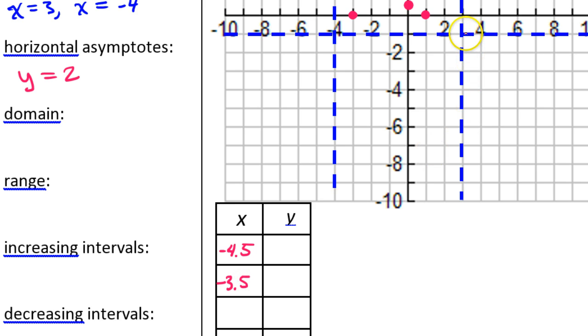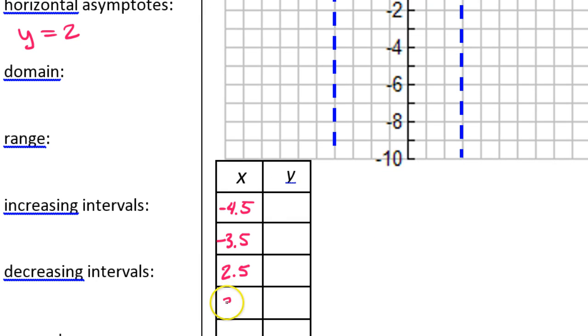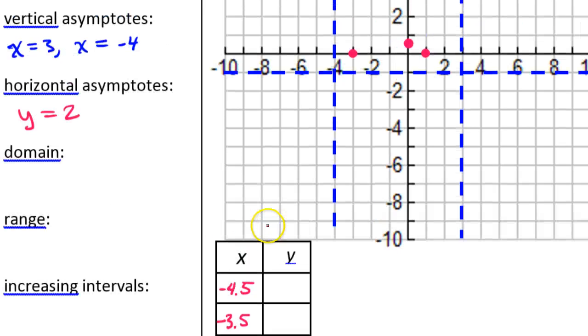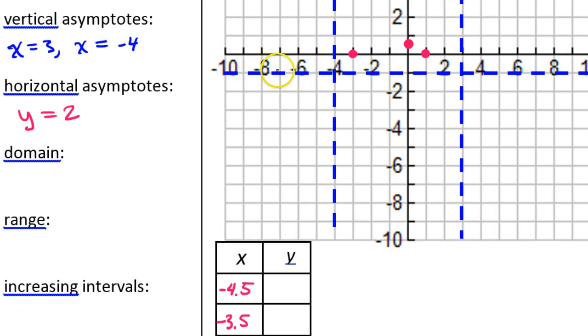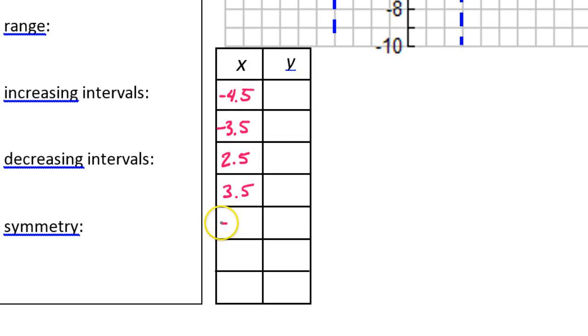Okay, look at the other asymptote. This one is at 3. If I went a little bit to the left, that's 2.5. So I definitely want to use that. If I went a little bit to the right, that's 3.5. I'm definitely going to use that. Okay, I recommend you do the same. Now, I'm going to pick a couple more values over here to the left. So I already did negative 4.5. So I'll go ahead and do negative 5 and negative 6 as well.